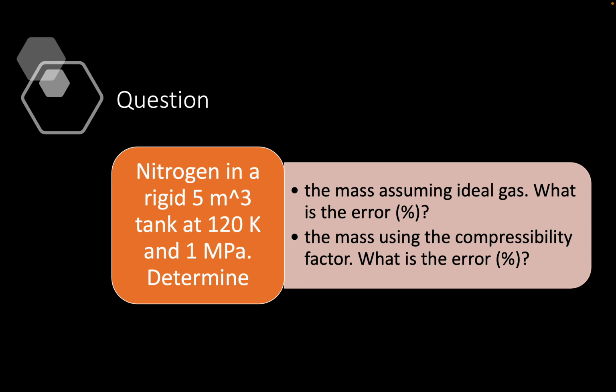2188967795. So the question was: nitrogen gas in a 5-meter cube tank at 120 Kelvin and 1 megapascal. We have to determine the mass assuming ideal gas, what is the mass using the compressibility factor, and what is the error.